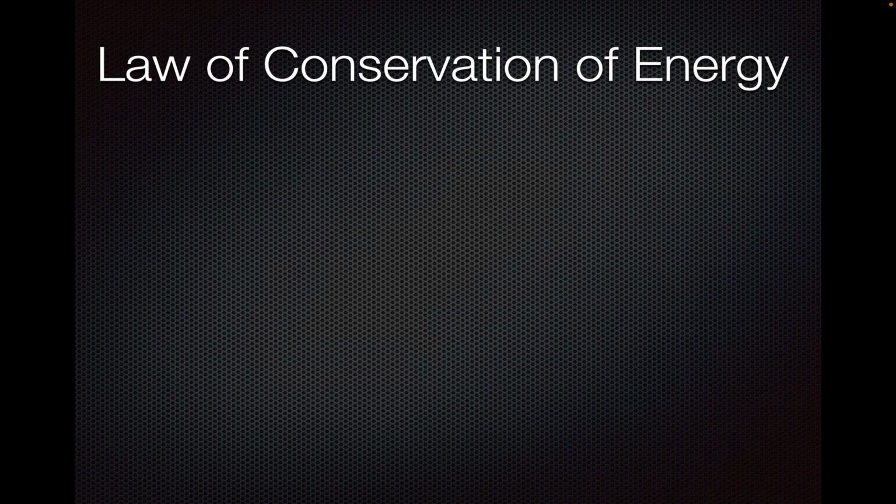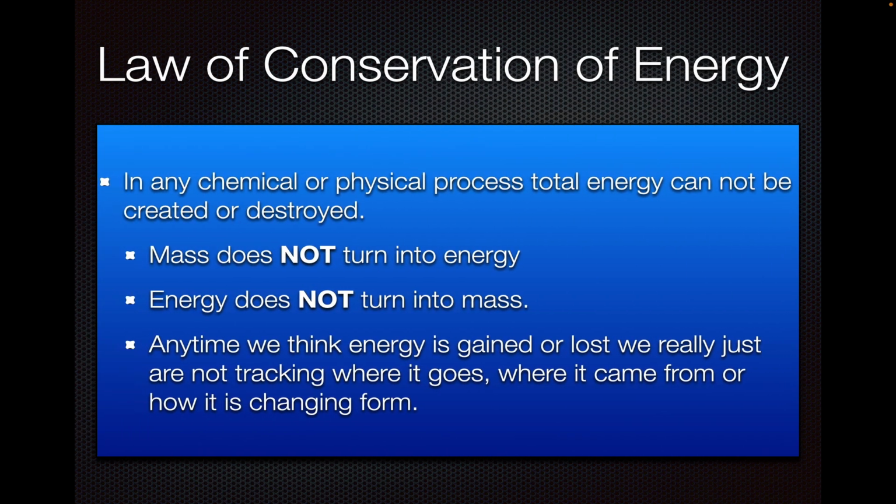All right? That leads us down to this idea of the law of conservation of energy. Okay? We've done the law of conservation of mass. This is a similar idea. In any chemical or physical process, total energy cannot be created nor destroyed. So we learned that energy can't be made, it can't be taken away. We can just use it, that maybe it was potential. This means that mass does not turn into energy, and energy does not turn into mass.